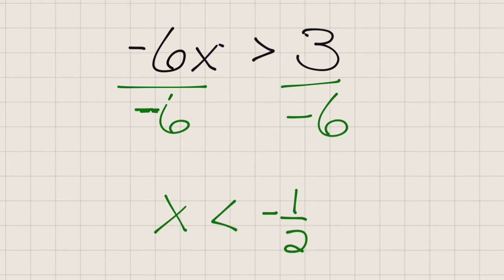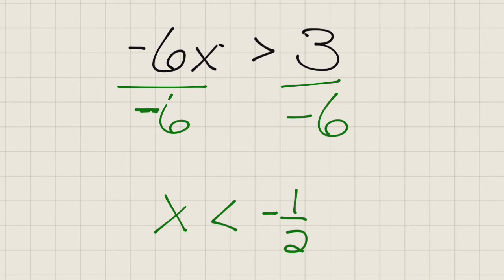Why did I flip the sign? Yeah, Casey. Because you're dividing by a negative number. Because I'm dividing by a negative 6. So I had to flip the sign. So that's all you've got to do when I'm dividing or multiplying by a negative number. Flip the sign. All right, so let's come up with an answer that would be true in this particular situation.